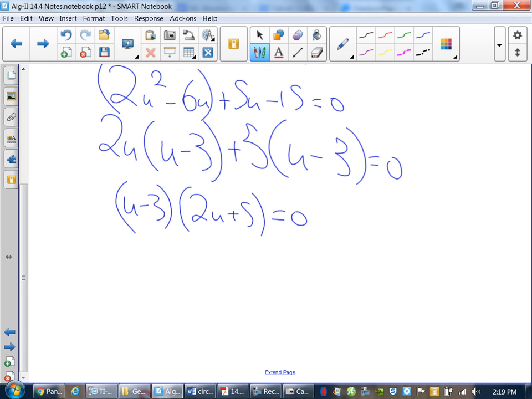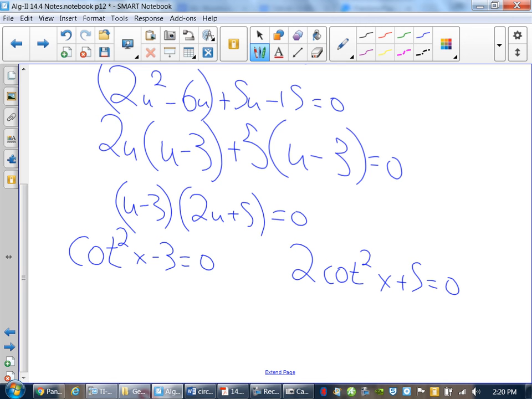Do I have 2 parts that are equal to 0 now? Yes. So now what did u equal? Cotangent squared. So what I'm going to do is rewrite this now as cotangent squared x minus 3 is 0, and 2 times the cotangent squared x plus 5 is 0.